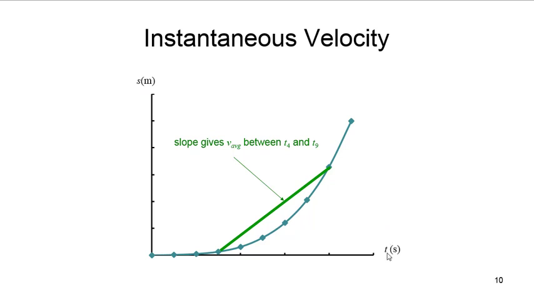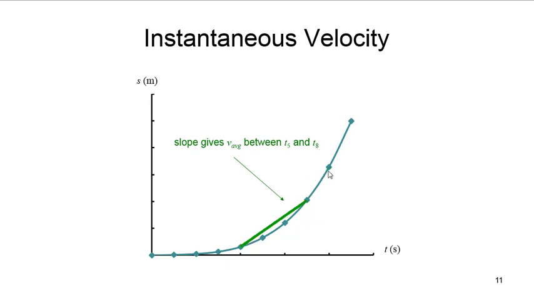This is time and it's measured in seconds. Here is my position graph. It is not a straight line. So what do we do with this? Well, I can pick any two points, and the line that connects them, the slope of that line, gives me the average velocity between this point in time and this point in time.